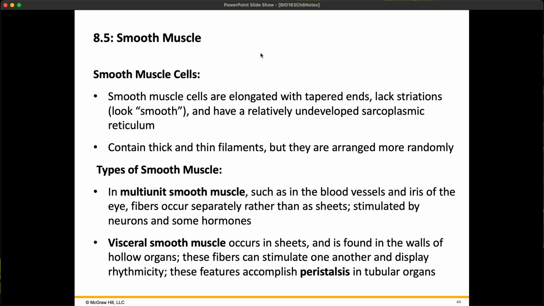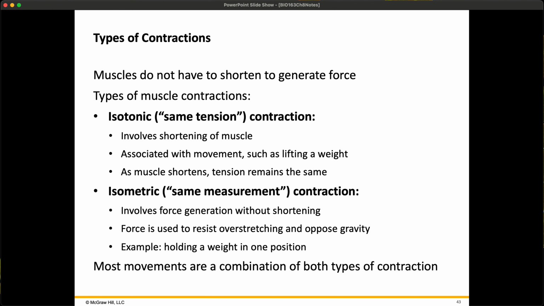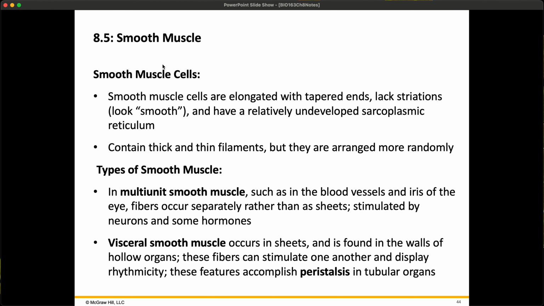Okay, so now let's look at smooth muscles. That was most of the skeletal muscle material. Let's start to look at smooth muscle a little bit. Smooth muscles are elongated with tapered ends, rather than the straight and narrow fiber shapes of skeletal muscle. They have underdeveloped sarcoplasmic reticulum, so they're not going to be great at releasing calcium. They do still have thick and thin filaments, but they don't have the striated arrangement that skeletal muscle does, so they have a random arrangement and contract in a random pattern.